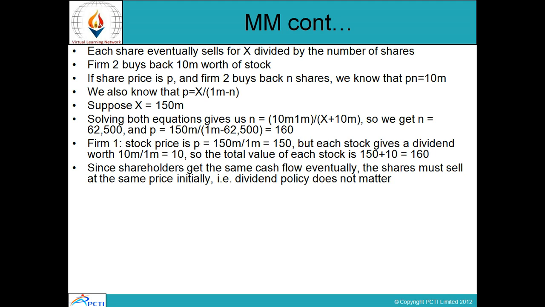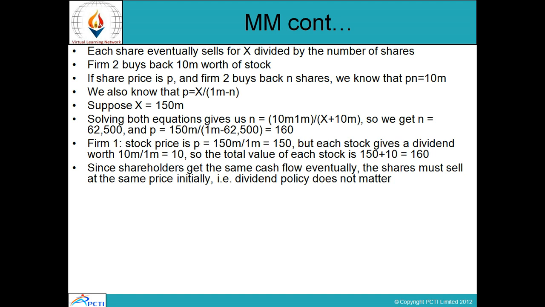Each share eventually sells for X divided by the number of shares. Firm 2 buys back 10 million worth of stock. If the share price is P and firm 2 buys back N shares, we know that P times N equals 10 million. We also know that P equals X over 1 million minus N. Suppose X equals 150 million. Solving both equations gives us N equal to 10M multiplied by 1M divided by X plus 10M. So we get N equal to 62,500, and P equal to 150 million over 1 million minus 62,500, which is equal to 160.